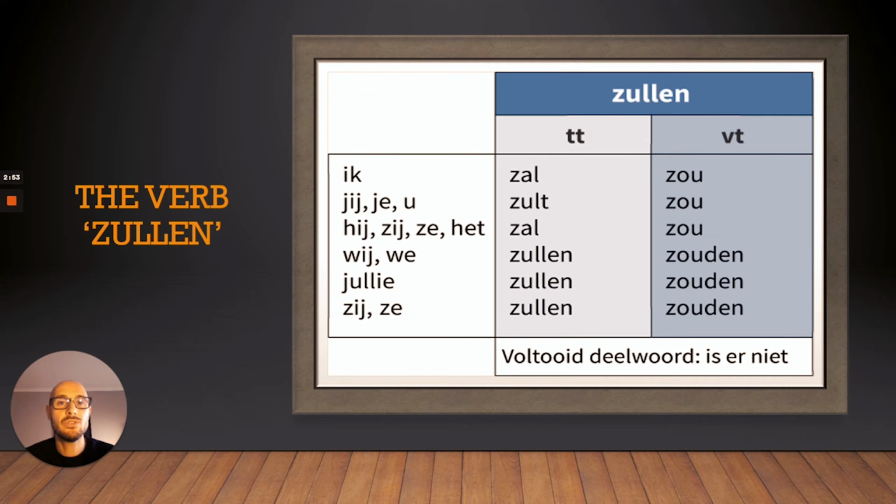Okay, and then as we know from the conjugation of the verbs, in the plural the Dutch verb does not change. So it will be wij, we zullen, jullie zullen, zij, ze zullen. So please remember, this is the auxiliary verb. This would be the equivalent of will or shall in English. If you want some more information regarding the conjugation of verbs in Dutch, I've got a great video about it on my channel. Check it out, and I hope that I can make your life a little bit easier.